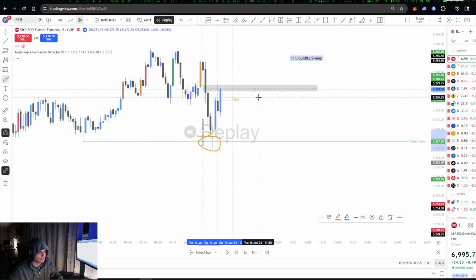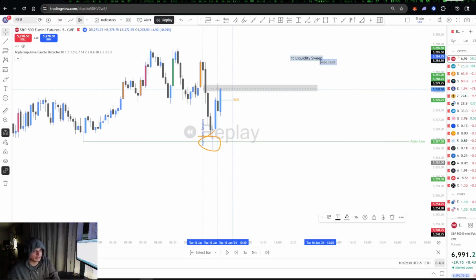We had a break of structure here. We marked our fair value gap. Fair value gap is the last step, okay? But we still mark it because we still want to see if it's gonna hit it at the last step. So we're gonna delete this. Okay, click on this one.